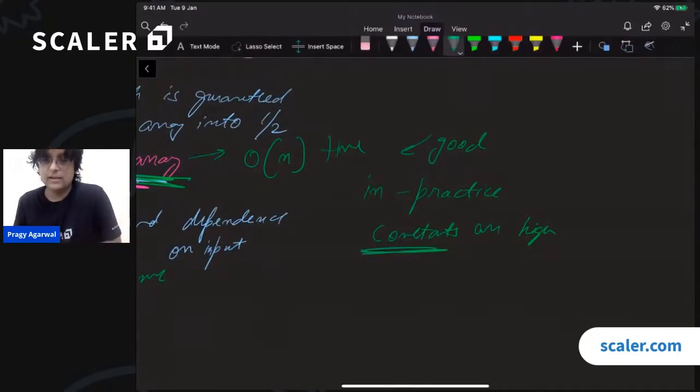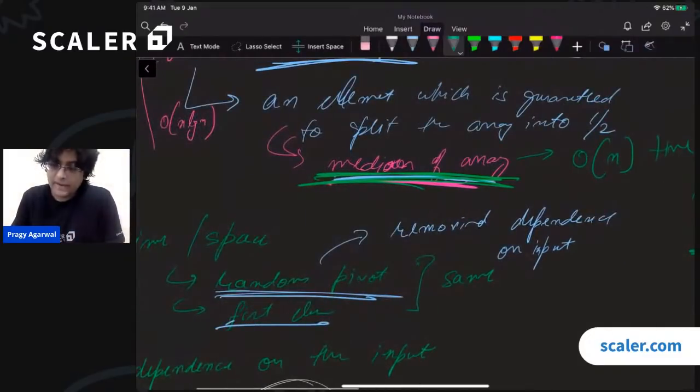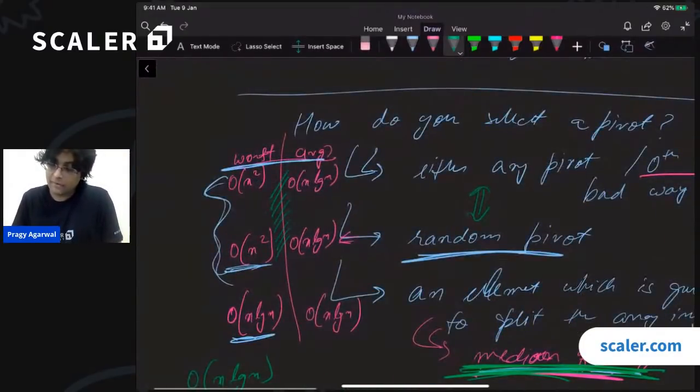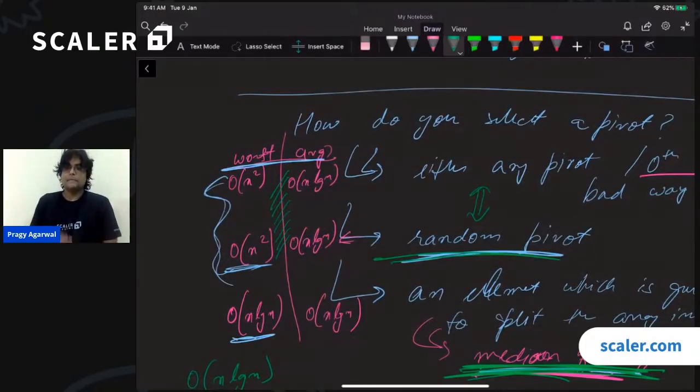The associated multiplicative constants are very high. So we usually do not choose the median of the array, right? We usually choose a random pivot. Does that make sense? Yes, Meghna, that is correct.